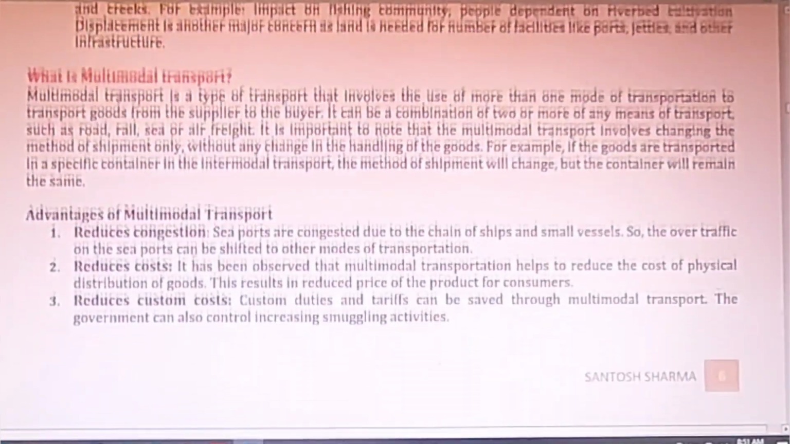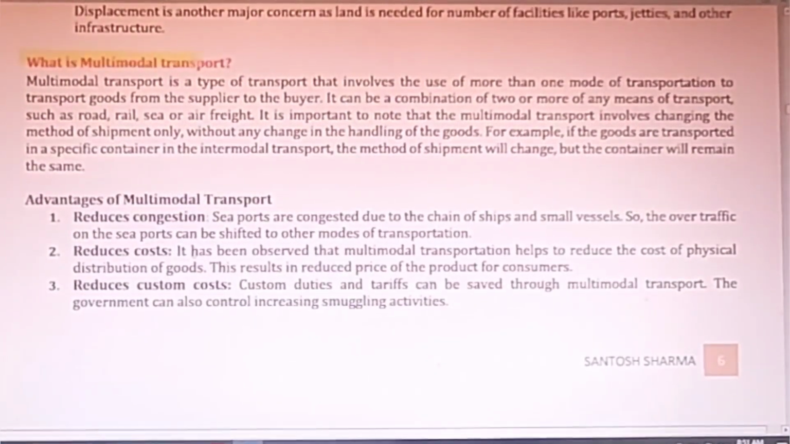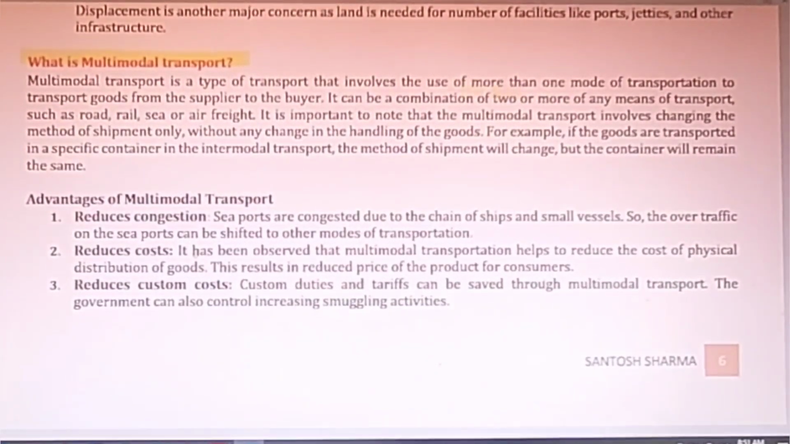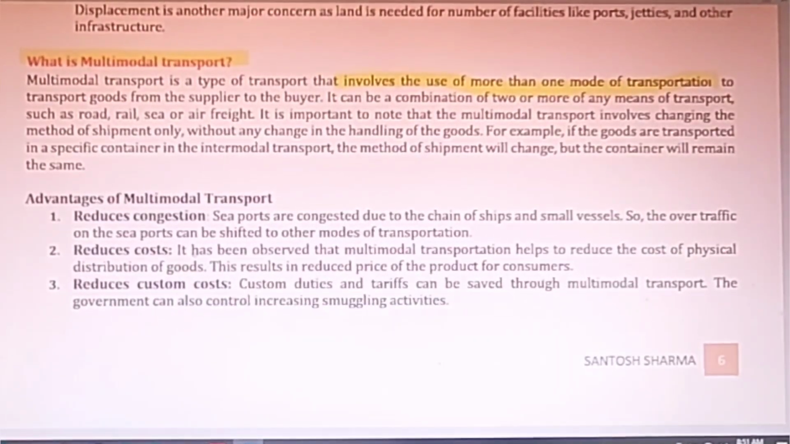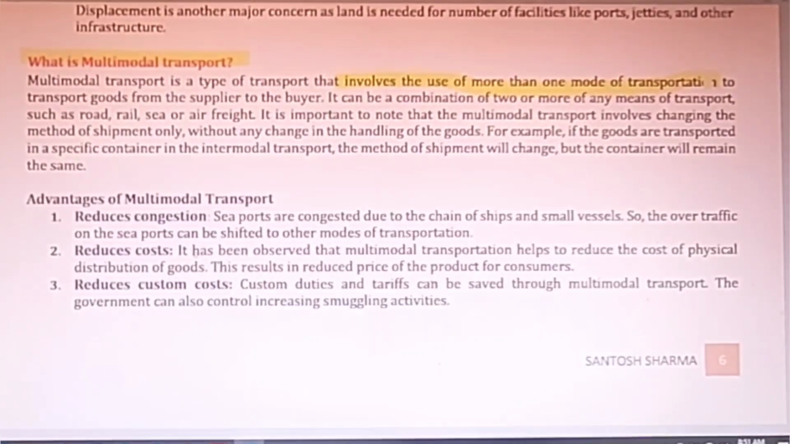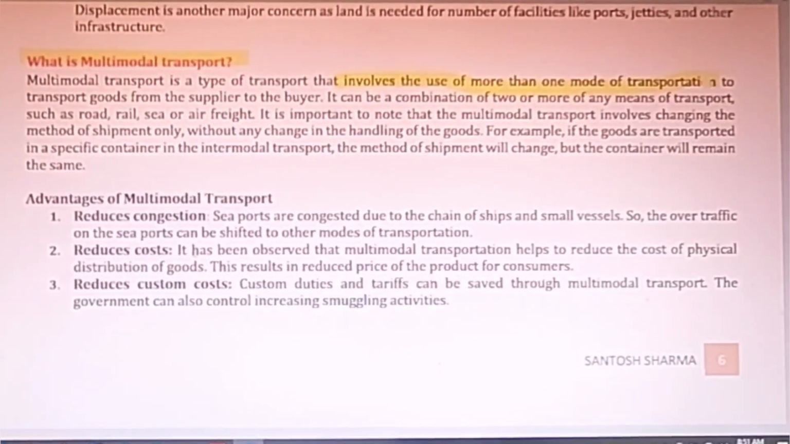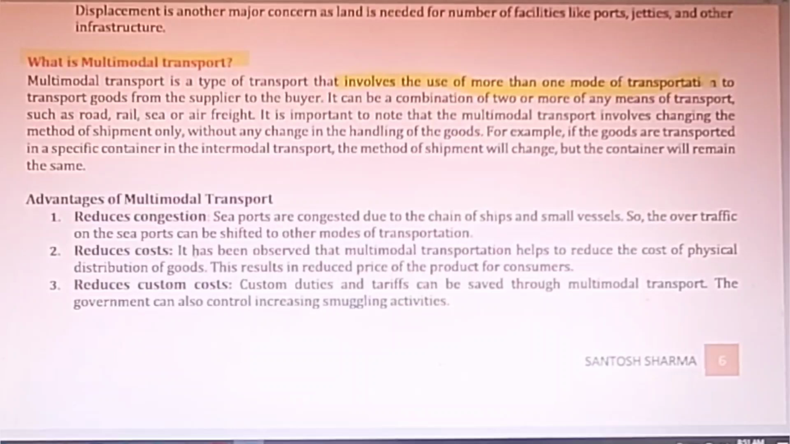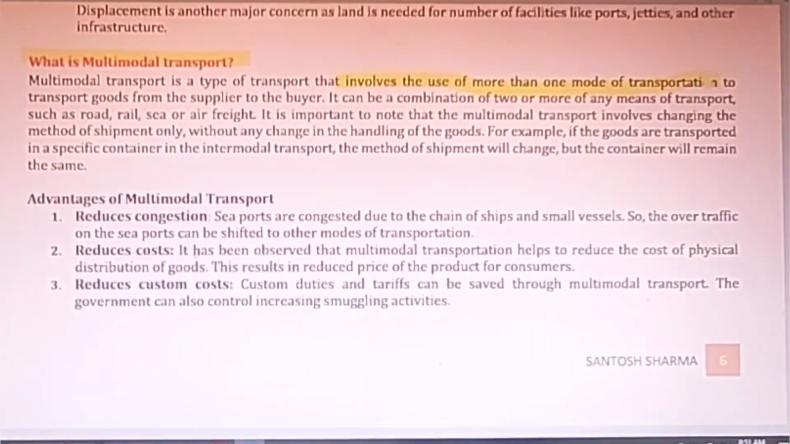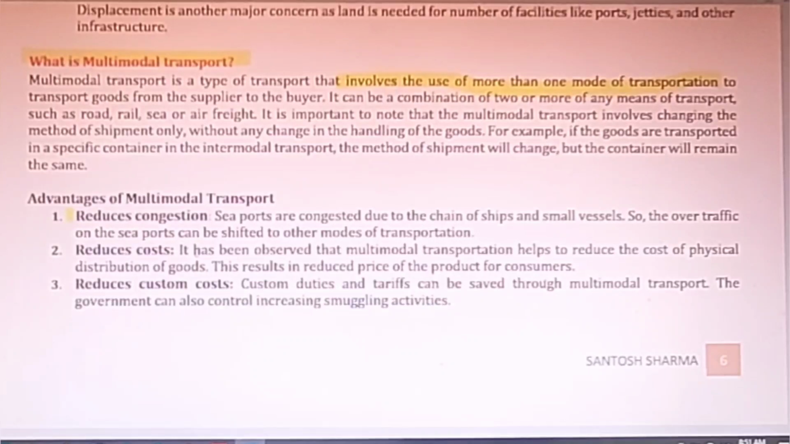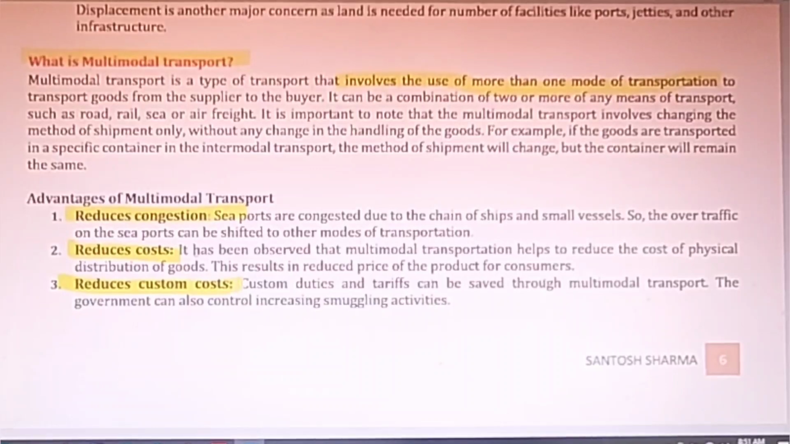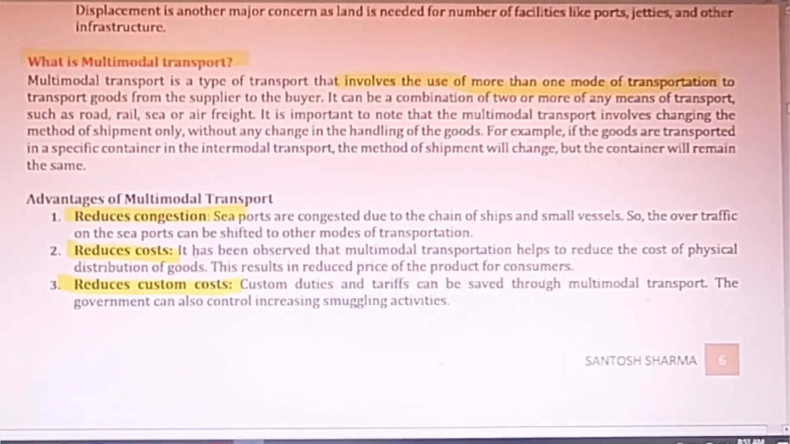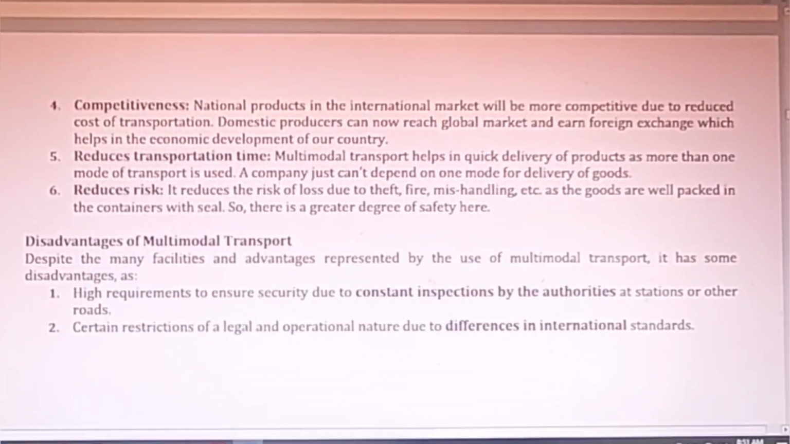on that. Then comes what is multimodal transport. It's very simple. Transportation that involves the use of more than one mode of transportation. So it's very simple. Maybe when we combine railway and roadway, that makes multimodal. That means we are using more than one mode, right? Some advantages are there: it reduces congestion, it reduces the cost, it reduces the customs cost, and like that. Okay, let's move on to the next.